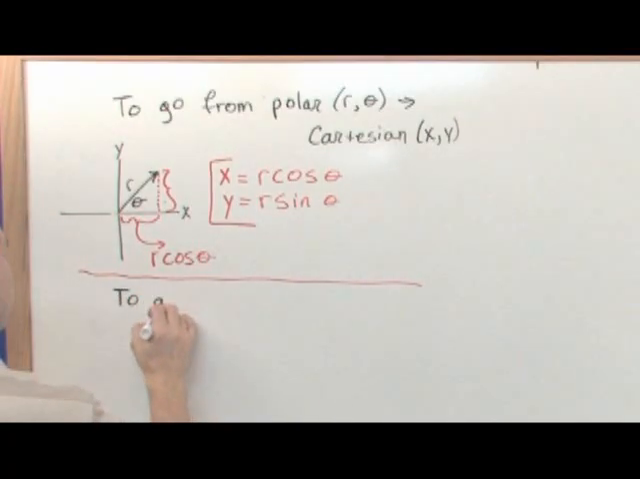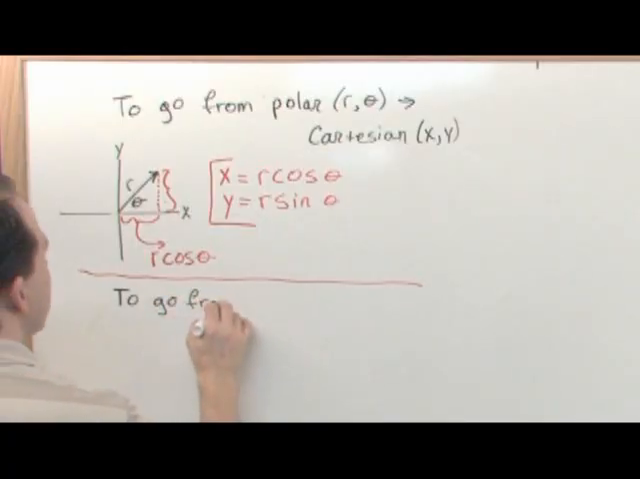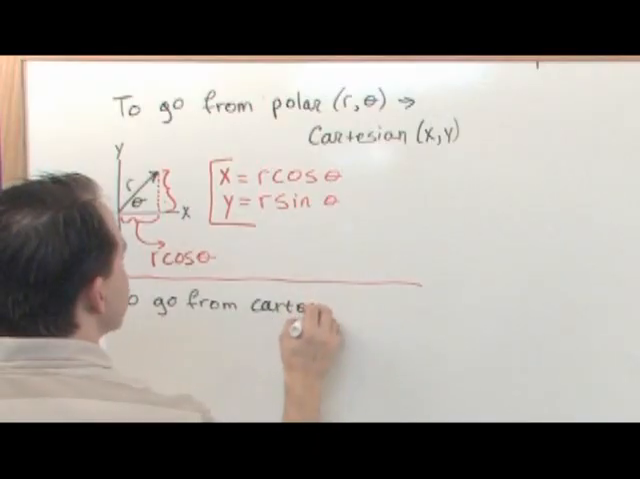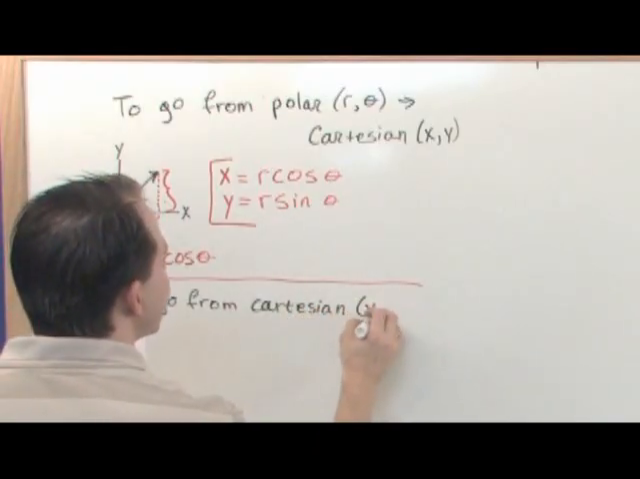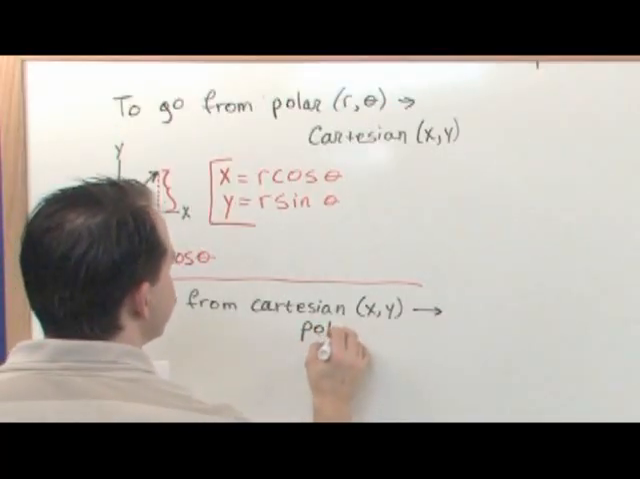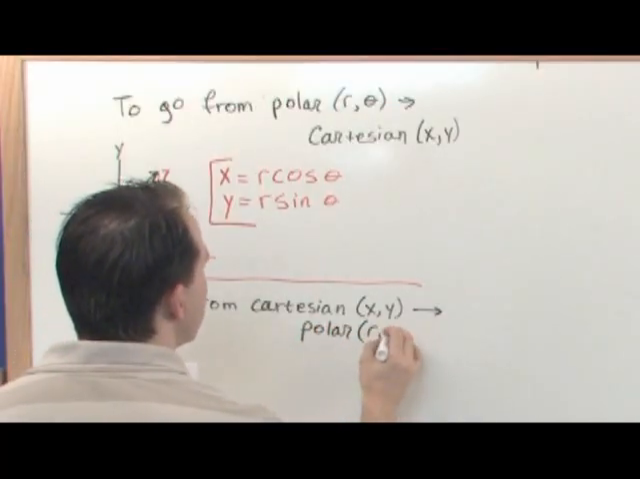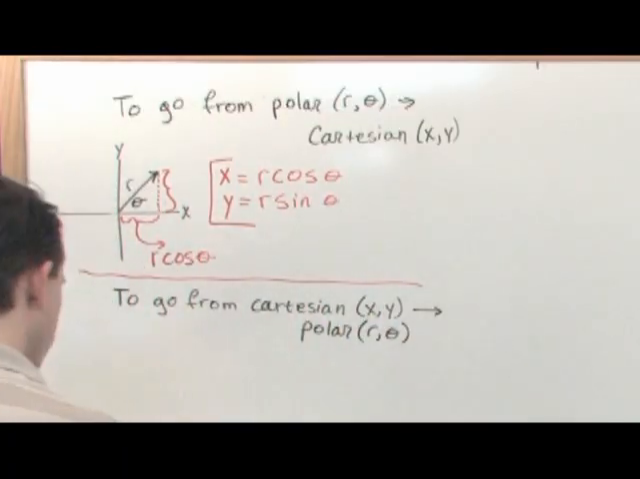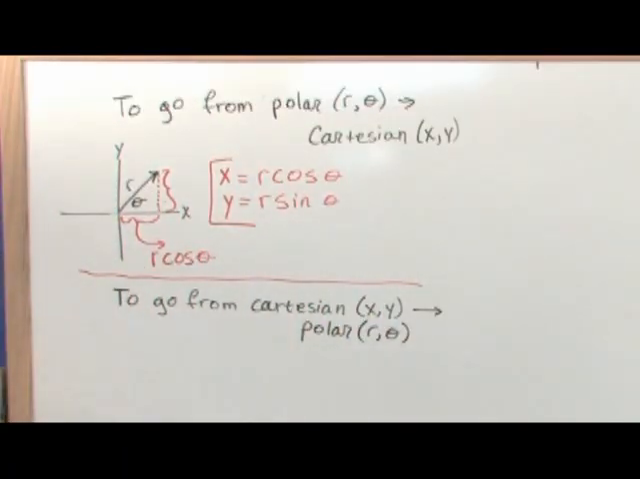To go from Cartesian, and just as a reminder, that's x comma y, to polar, and as a reminder, that's r comma theta. If you're given x and y and you'd like to go to r comma theta, I'm going to go ahead and write it down in all its glory, and then we'll talk about it.